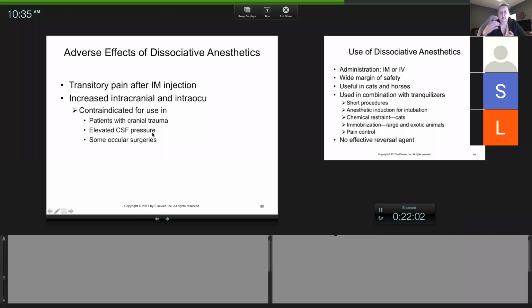Now, again, anytime you have a dog that was hit by a car and we're potentially worried about head trauma, if you even suspect it, we try to stay away from ketamine. If you have animals with glaucoma, that's increased intraocular pressure, we probably don't want to give ketamine. So intracranial pressure, intraocular pressure, we are going to stay away.